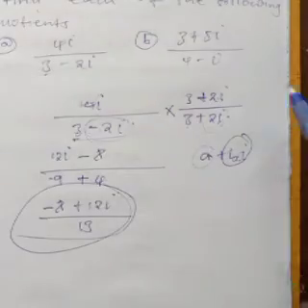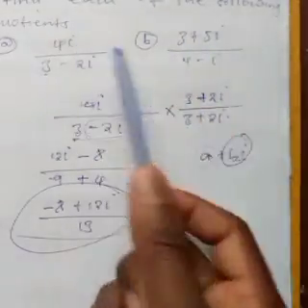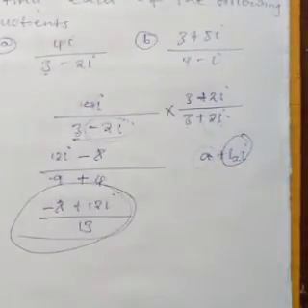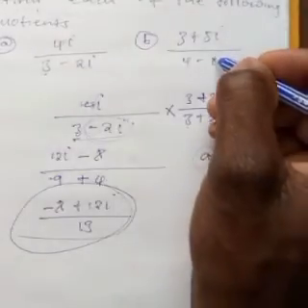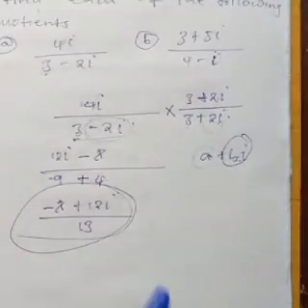Now try this one, then you can submit your answers at your free time, either to my inbox or whichever. This is i. So to find this one, you just multiply by the conjugate, and you'll be able to get it correct. What about the last part now?